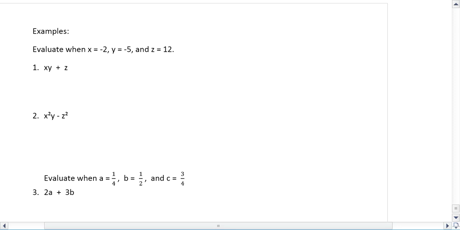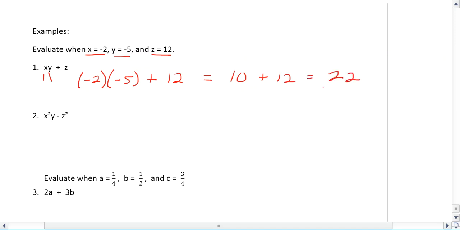In this first part, we're asked to evaluate xy plus z when x equals -2, y is -3, and z is 12. So we substitute those into the correct location in this formula. So we put -2 where the x is, we put -5 where the y is, and then put in your plus sign, and then put 12 where the z is. And then this is what I call the do the math stage. -2 times -5 is 10. And 10 plus 12 is 22.